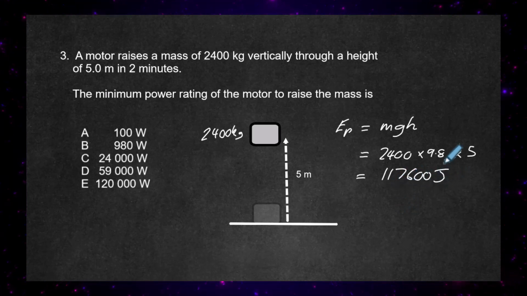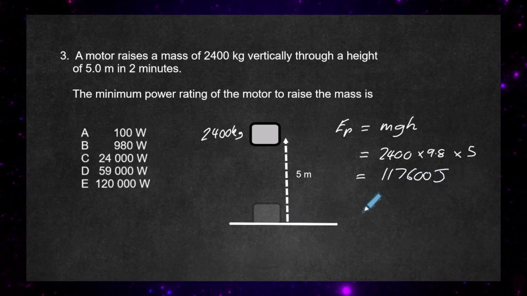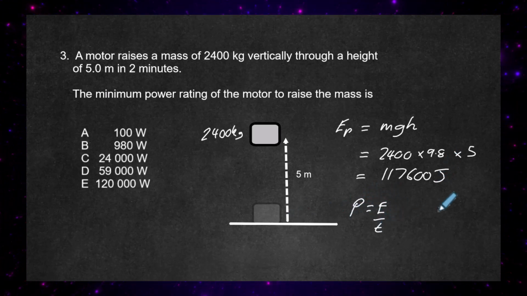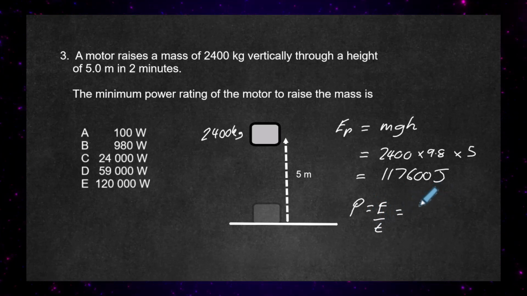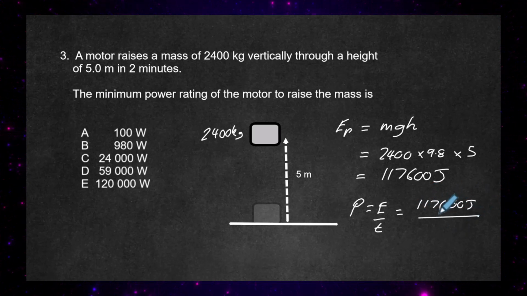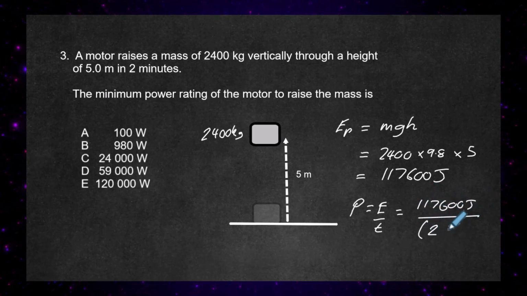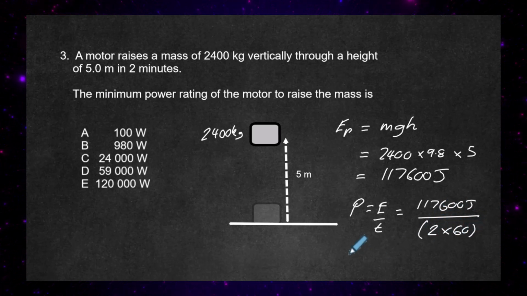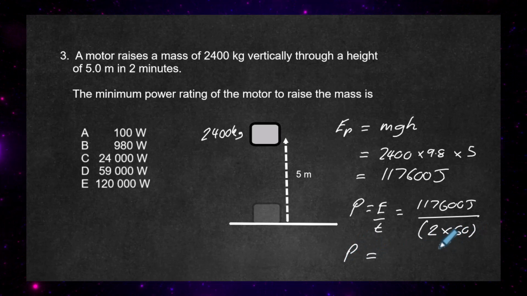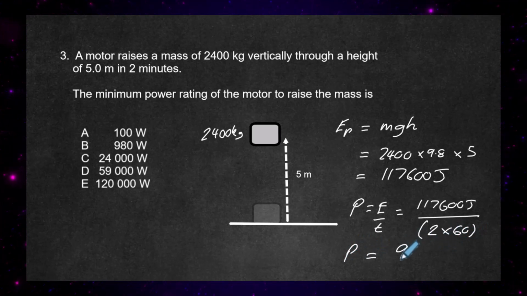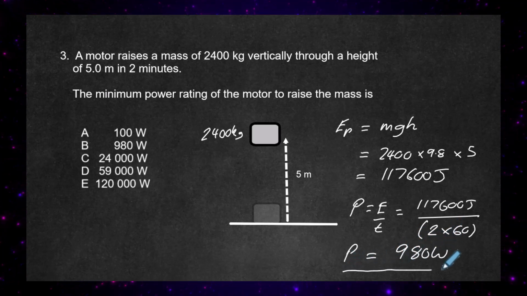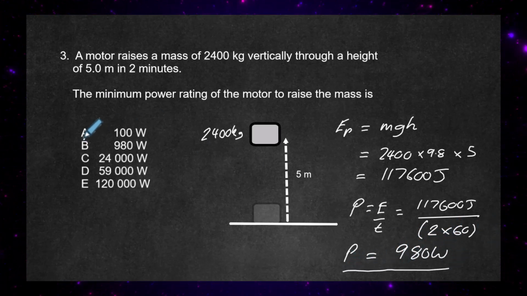117600 joules. Now we've done that in a certain time, so we know that the power is equal to the energy transferred divided by the time taken to do it. And the energy transfer is 117600 joules. And we did that in a time of 2 minutes, which we have to write down in seconds, 2 times 60. Therefore we can work it out with a calculator. We get 117600 divided by 2 times 60, and we get 980 joules per second, which turns out to be a watt. So we're looking for the answer B for question 3.